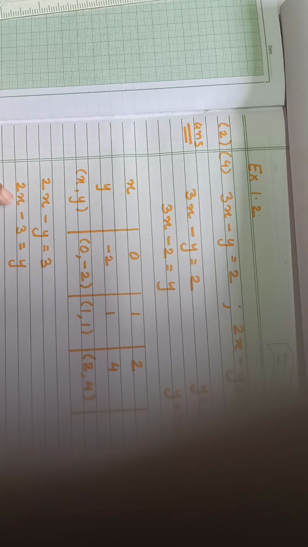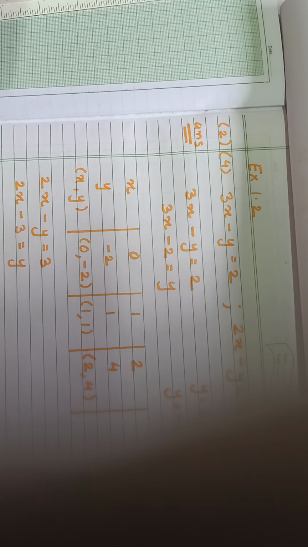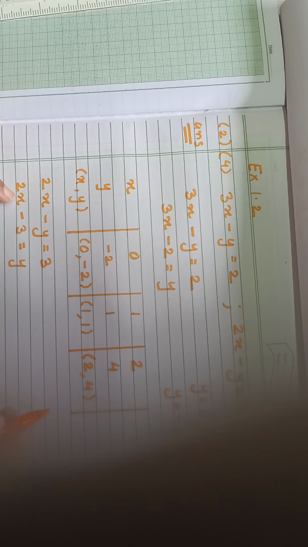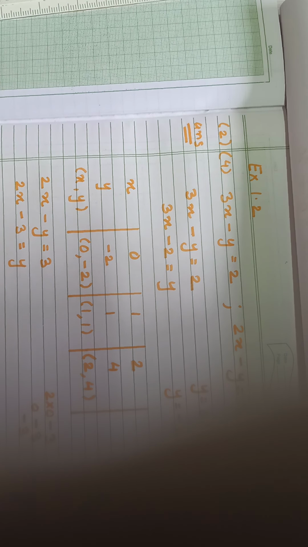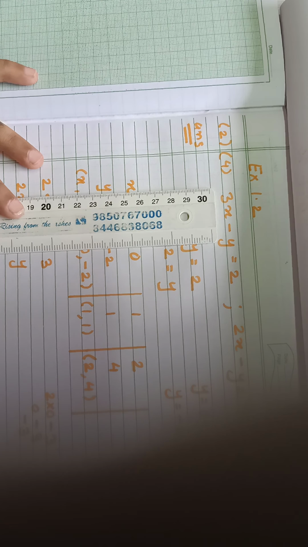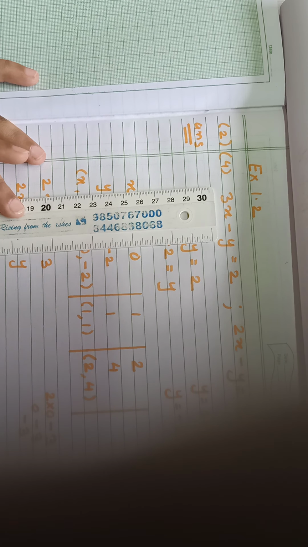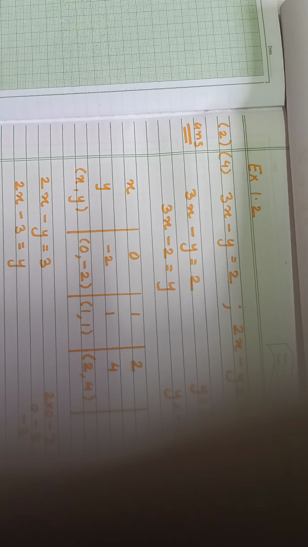Let's change the value of x. Let's take x as 0 first. If I take x as 0, this will be 2 into 0 minus 3, that is 0 minus 3, that is minus 3. So the answer of y is minus 3. So the first point is 0 comma minus 3. Close the bracket. Complete the table.